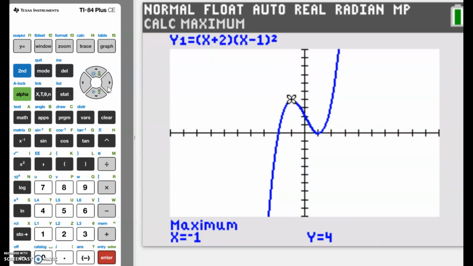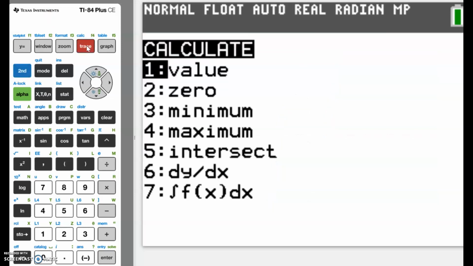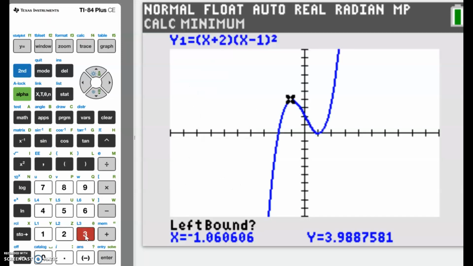It looks like the local minimum on the right-hand side is the x-intercept, but it might not be. So let's check that out. If I do second trace, it brings me the calculate menu, and option number 3 is minimum. I hit that. For left bound, I just have to be to the left of it. It doesn't matter how far to the left, as long as I'm not going over the next turning point on the left. So hit enter. This is right bound.